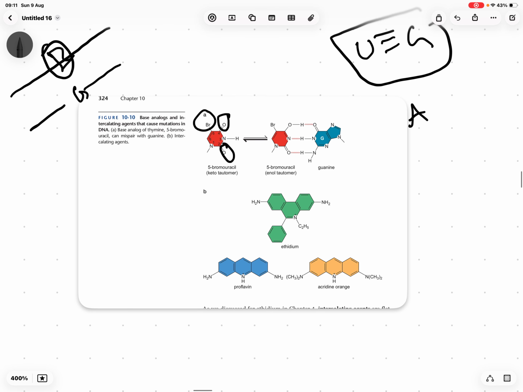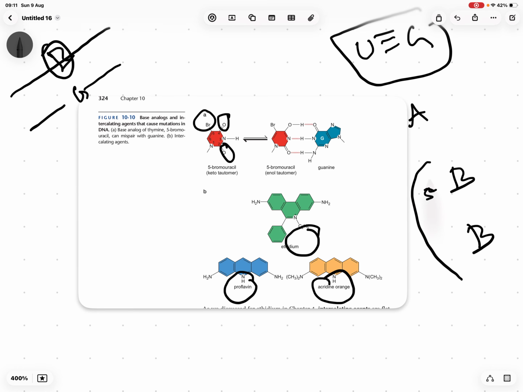Additionally, there are some other chemical agents like ethidium, proflavin, and acridine. These chemical agents bind to DNA. Where exactly do they bind? They don't bind between the sugars, and they don't bind to the phosphodiester bond. They bind in between the bases of the same strand.